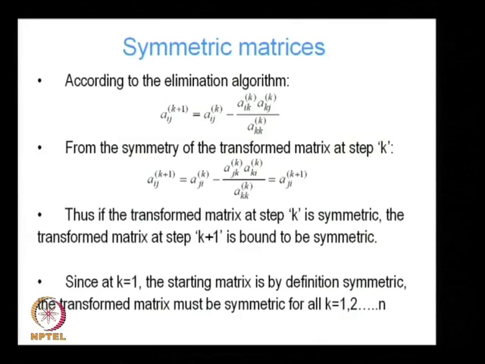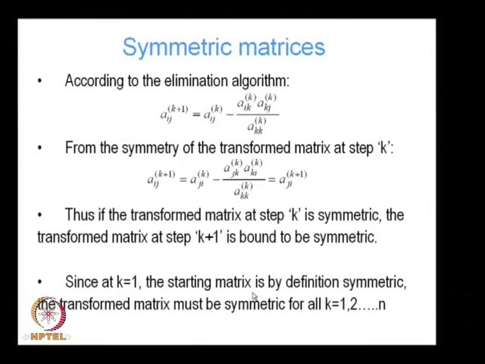So, this tells us that if the transform matrix at step k is symmetric, the transform matrix at step k plus 1 is also bound to be symmetric, because this expression is identically equal to Aji^(k+1). Since Aji^(k+1) is equal to Aij^(k+1), that means at step k plus 1 also the transformation matrix is symmetric. This is Aij^(k+1) by definition.